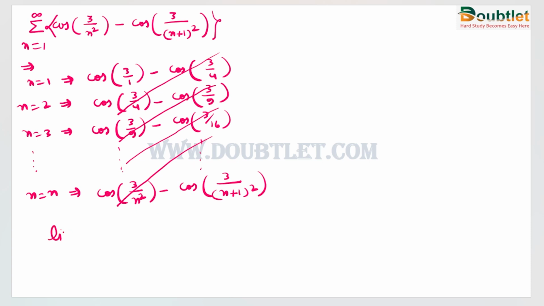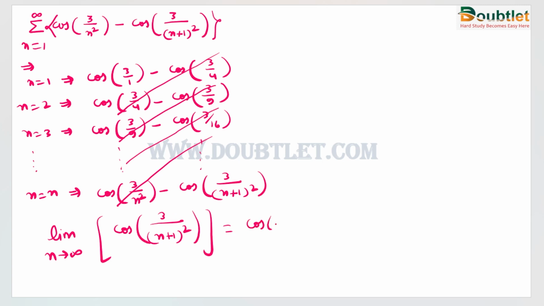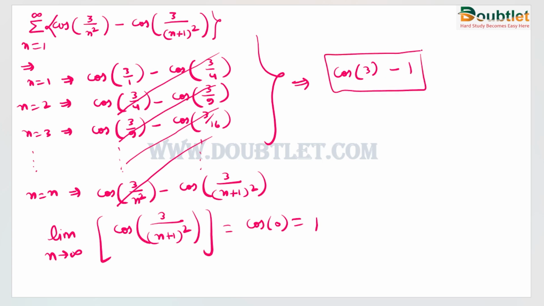And here we have to check the value of this last term at the limit n tending to infinity. So cos 3 divided by (n plus 1) whole square. If we put infinity in the denominator, then this term will become 0. So we can write this term as 0. So cos 0 value is 1. So the final value of the series is cos 3 minus 1. So this is the answer. The cos 3 value is also a number between minus 1 and 1, and this is also a number. So it means this series is convergent.